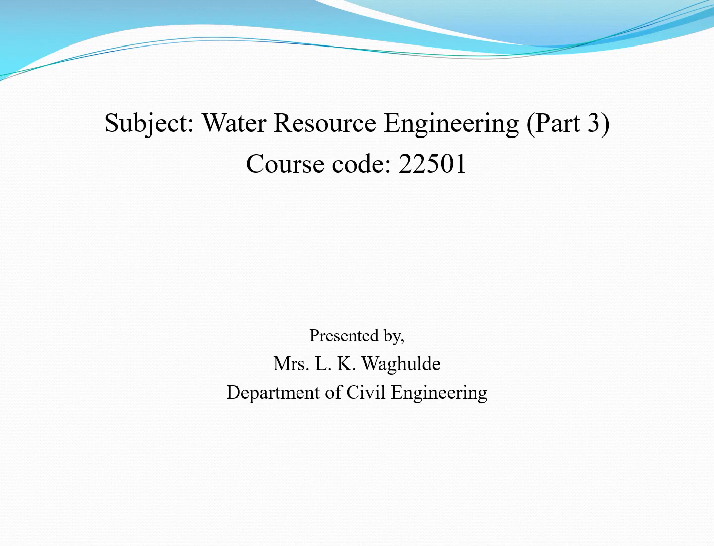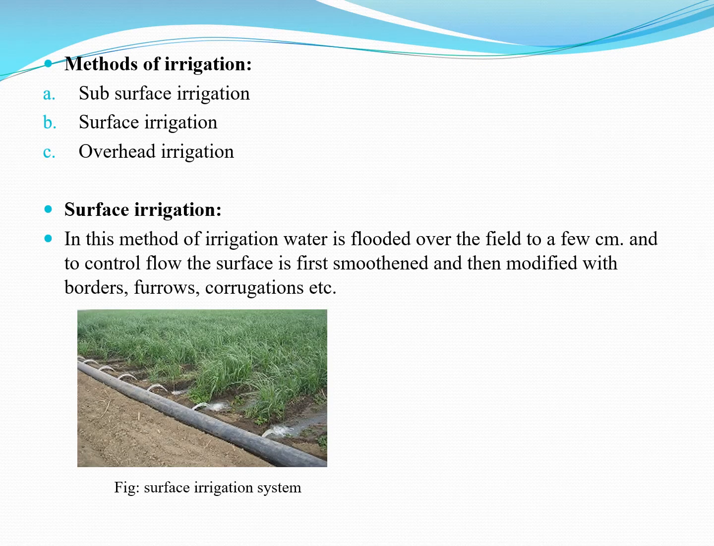Today I will be discussing part 3 of water resource engineering. In my previous video, I explained the different types of irrigation systems and their different methods. So now I will start the different methods of irrigation systems. In that, the subsurface irrigation and overhead irrigation systems, both methods are explained in my previous video. So let's start from the surface irrigation system.